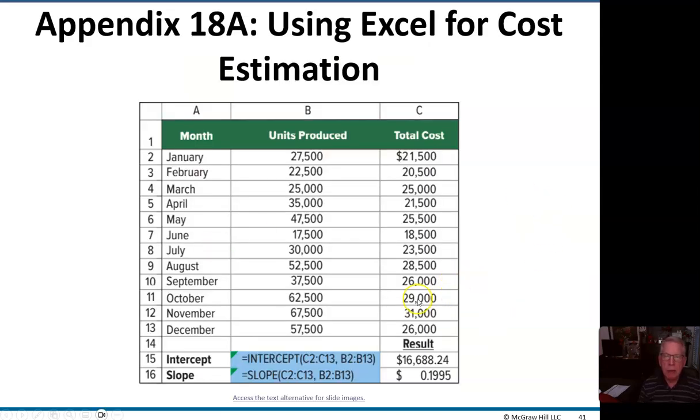Okay. Excel for cost estimation. Excel has intercept and slope functions. You can use those, as we showed earlier, for estimating our total costs and our variable costs as well.